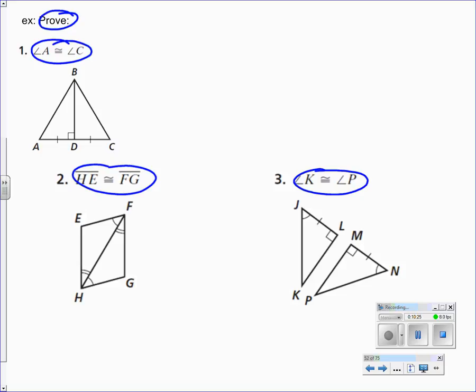The first thing is, what do you already know? So if I look at this picture, I see that this segment here, AD, is marked congruent to this segment, CD. So that would be the first statement I would write. AD is congruent to CD. That's my statement, and the reason, well, it's marked that way, so it's given.